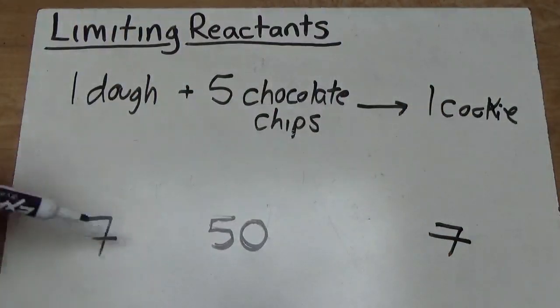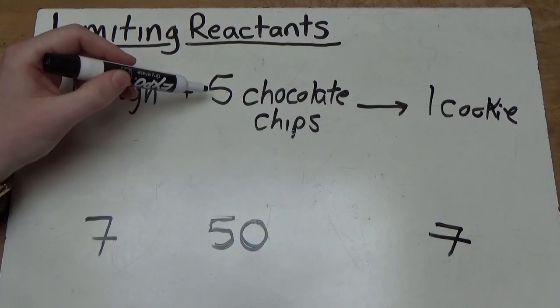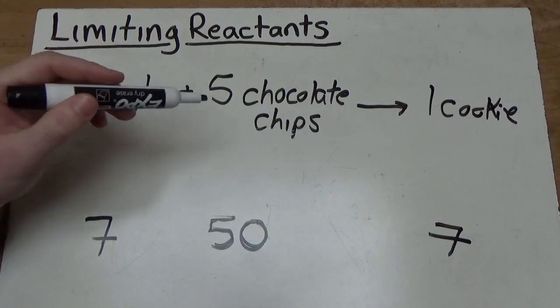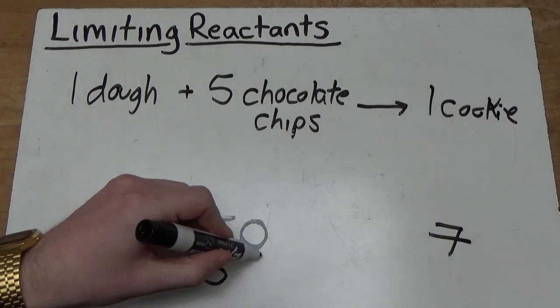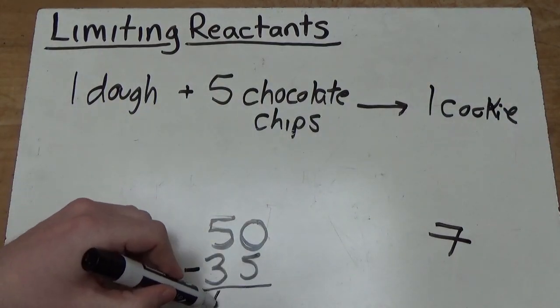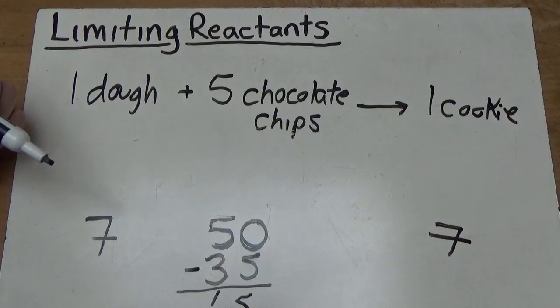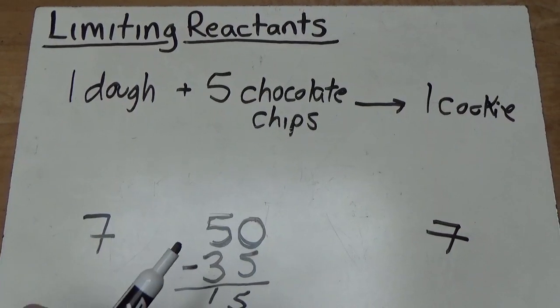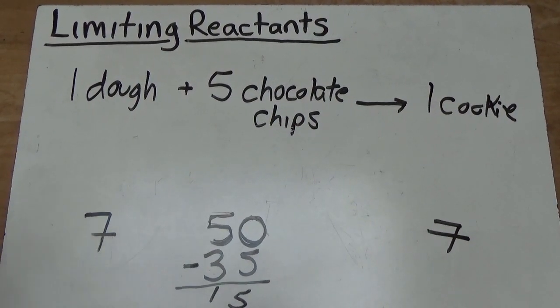And because of that, each one of these cookies has 5 chocolate chips. So I will have used up 35 of them to make these 7 cookies, and I'm going to have 15 chocolate chips left over. And it's okay that I have leftovers, but that just means that I'm done. I might have 15 chocolate chips still sitting on my kitchen table, but I'm all out of dough and I can only make 7 cookies.